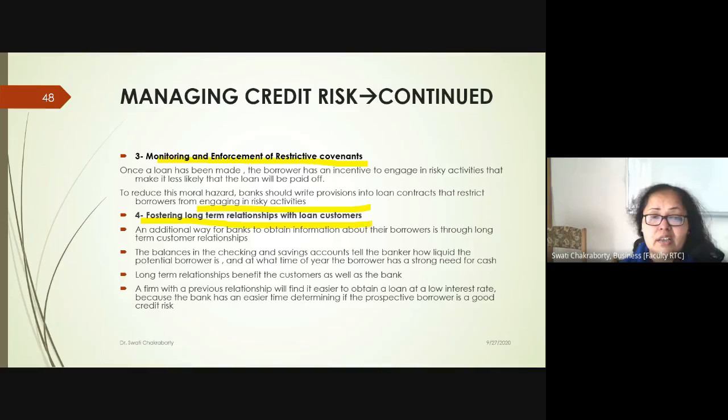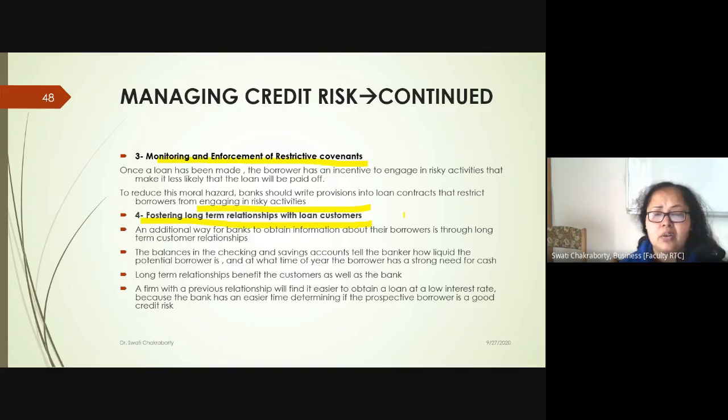Fourth is, as we said, ensuring a long-term relationship with your loan customers. The balances in the checking and savings accounts tell the banker the creditworthiness of the potential borrower, whether they are monetarily solvent or not, and also at what time of the year the borrower has a strong need for cash. They can actually do a check and balance. Long-term relationships benefit both the bank and the customers.